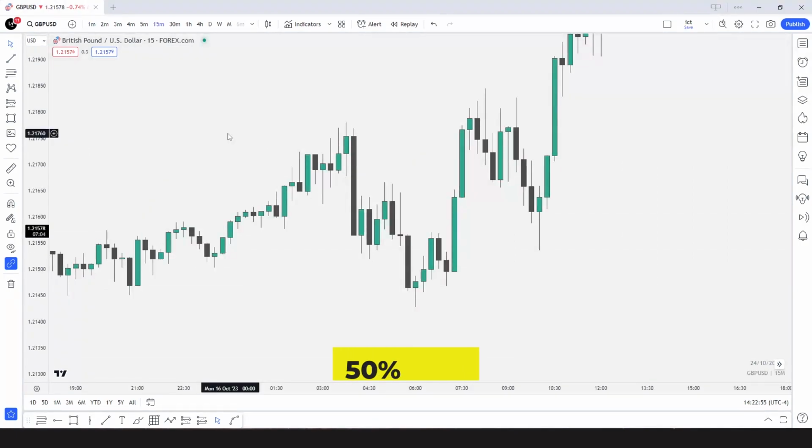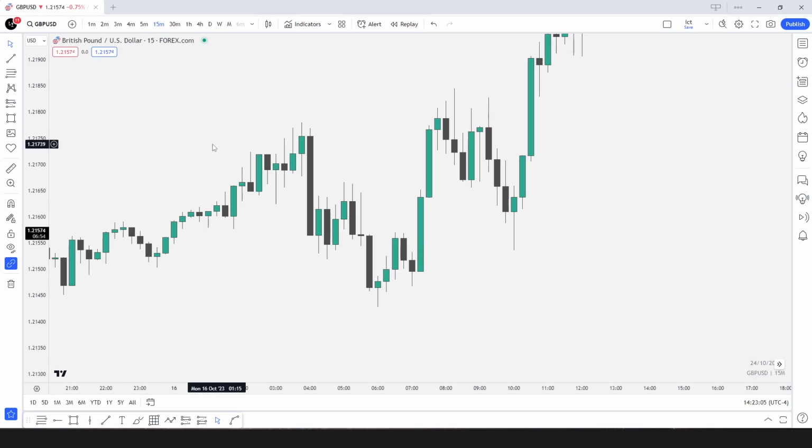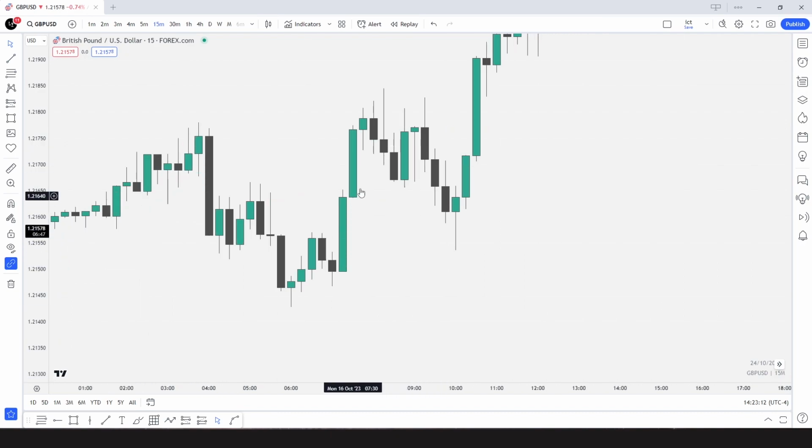Now I want to show you how we can use 50% of a gap. If we measure it, we can use 50% of a gap to tell us whether or not the gap should hold. You may see this referred to as the CE of a gap, which stands for consequent encroachment. Now if you take your eyes to these three candles here, you can see we have a fair value gap between the low and the high of these candles.